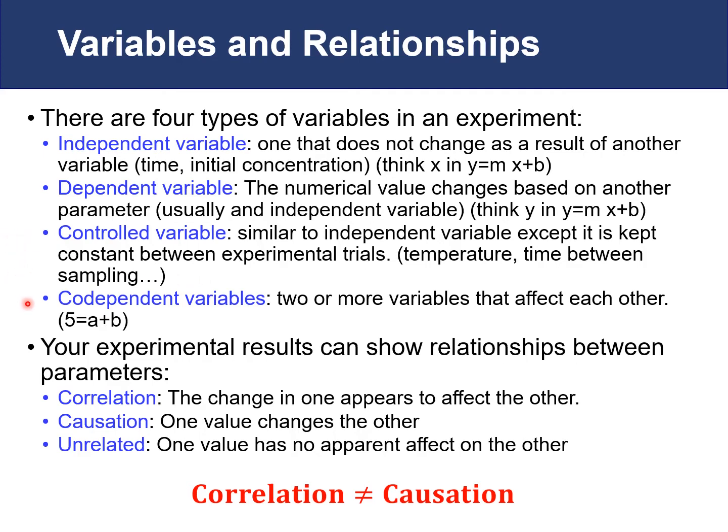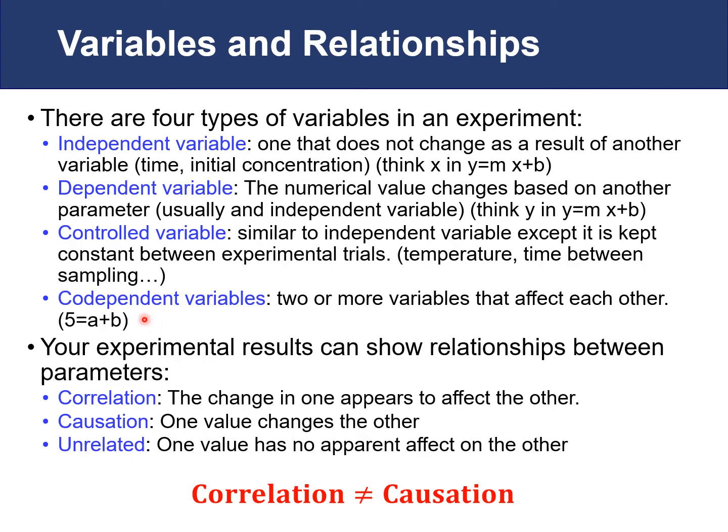Then we have codependent variables. These are ones in which you have 2 or more variables that affect each other. Later on, when we are studying gases, we will be talking about the ideal gas equation, which is PV equals nRT. So pressure times volume is equal to the number of atoms you're working with times a constant times temperature. In the case of your pressure and volume, or temperature and number of atoms, these are all codependent variables. When you change one, it changes the others.